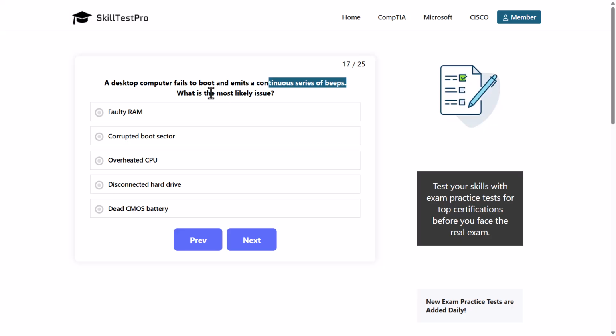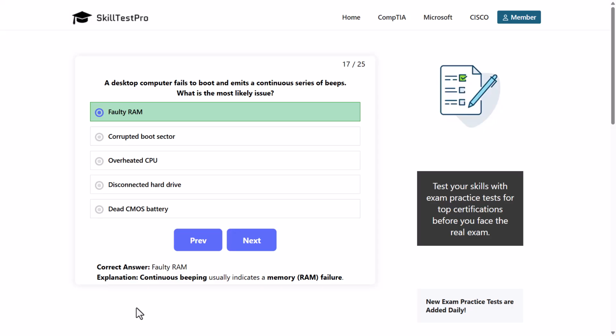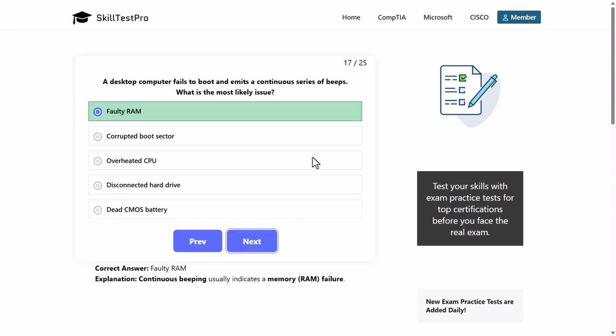However, it depends on the manufacturer of the computer. Keep this in mind that beeps, the frequency of beeps and the amount of beeps, could also be implemented by the manufacturer. Always check the manual for your computer or your motherboard to see how many beeps and what they mean in that particular setup or motherboard. And faulty RAM, like I mentioned, so continuous beeping usually indicates memory RAM failure.